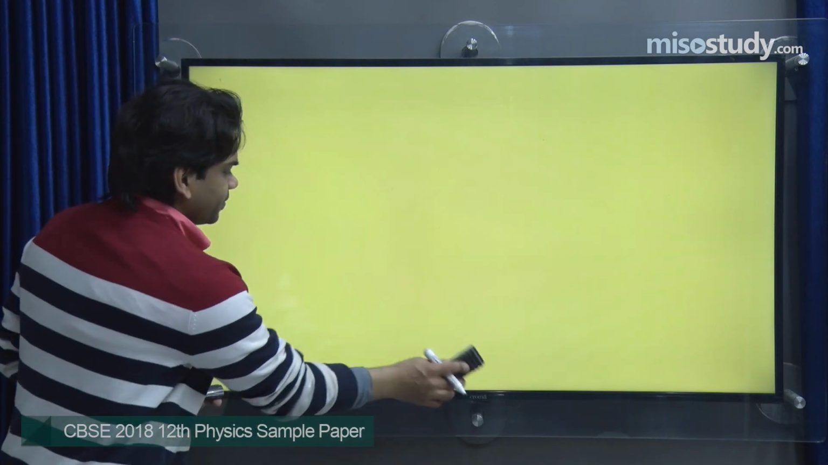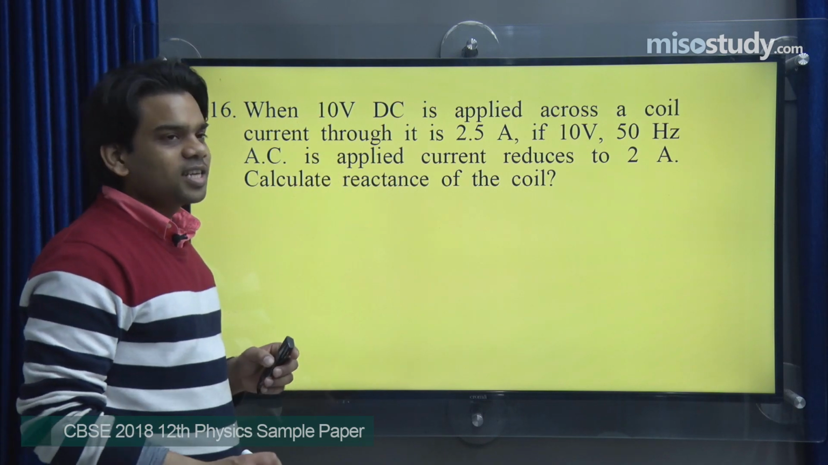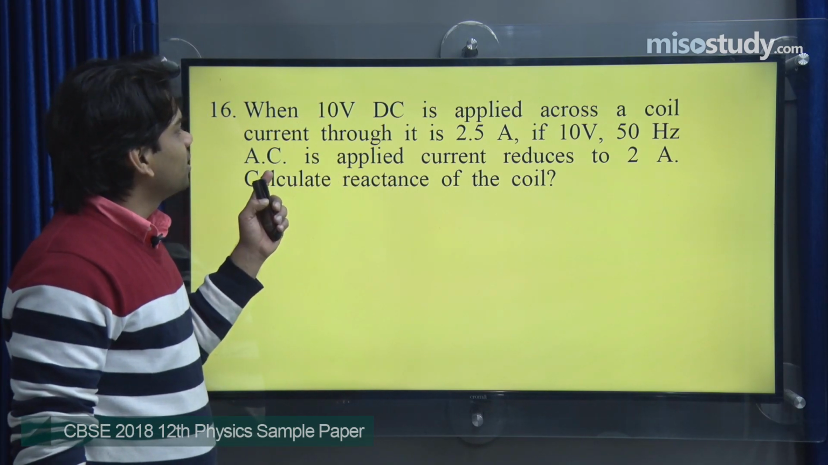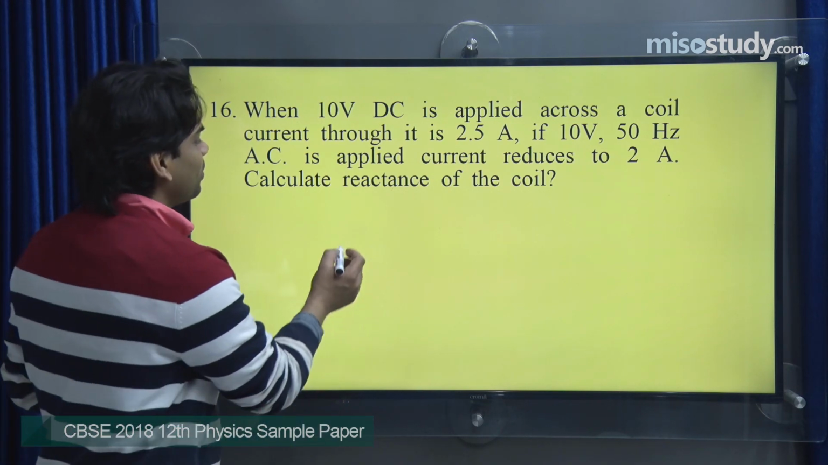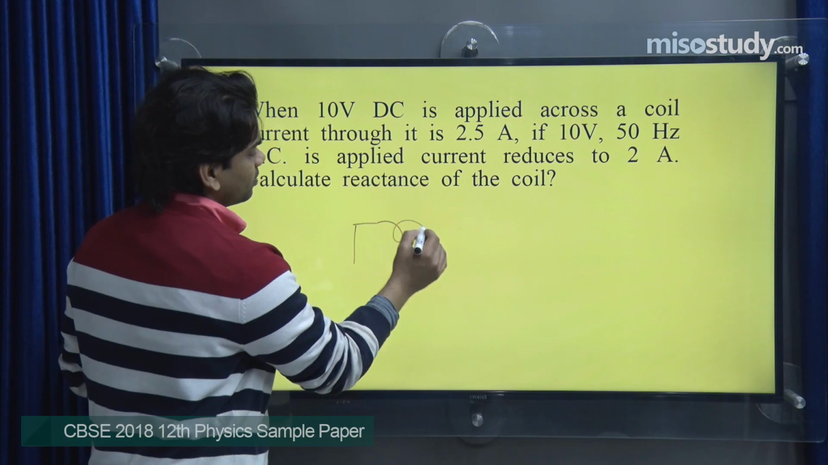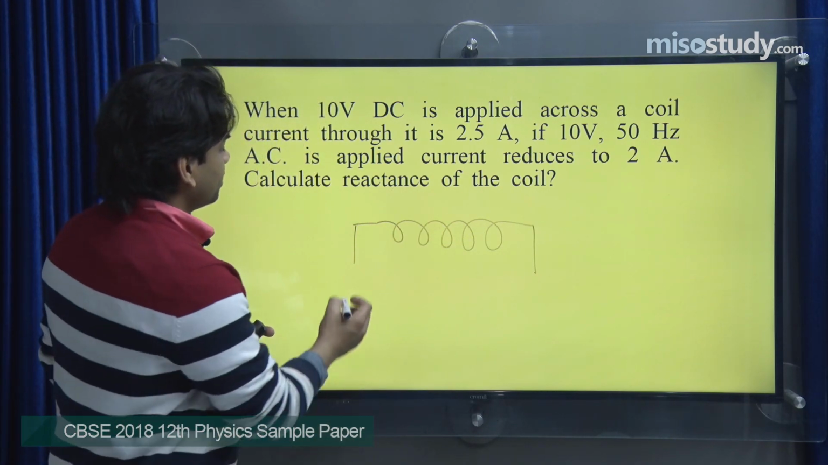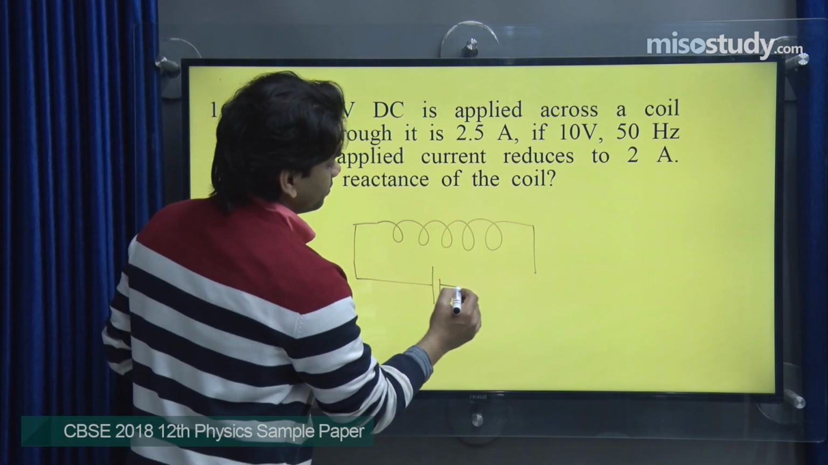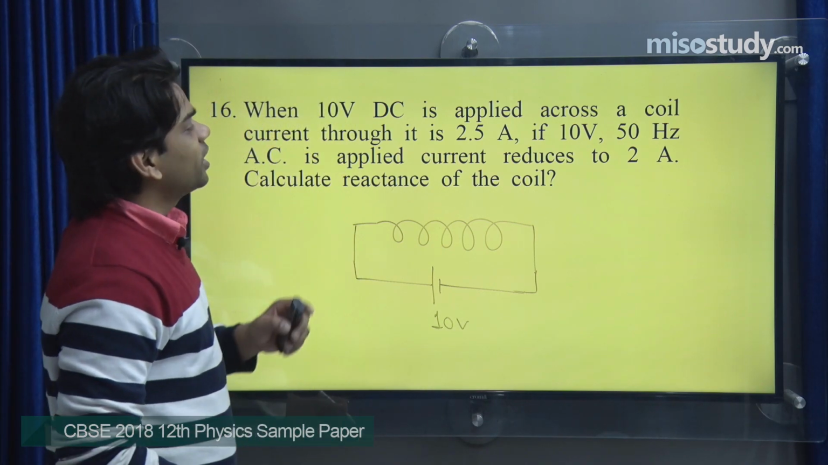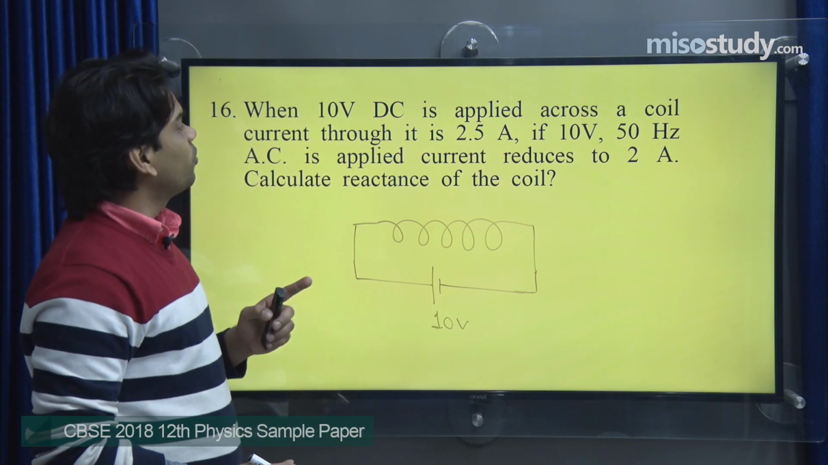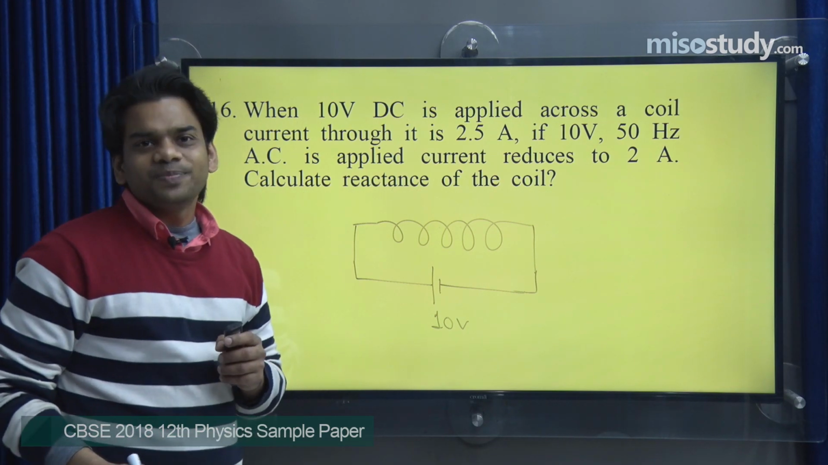Next we have: when 10 volt DC is applied across a coil, current through it is 2.5 ampere. We are having a coil, so the coil will be somewhat like this. 10 volt DC is applied. Current through it is 2.5 ampere. If 10 volt 50 hertz AC is applied, current is 2 ampere. Calculate reactance of the coil.